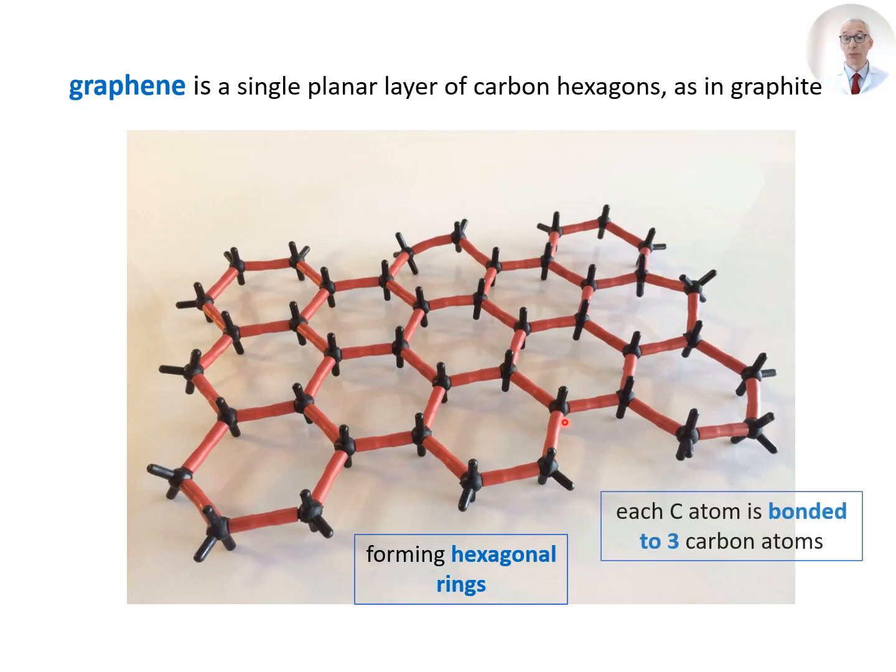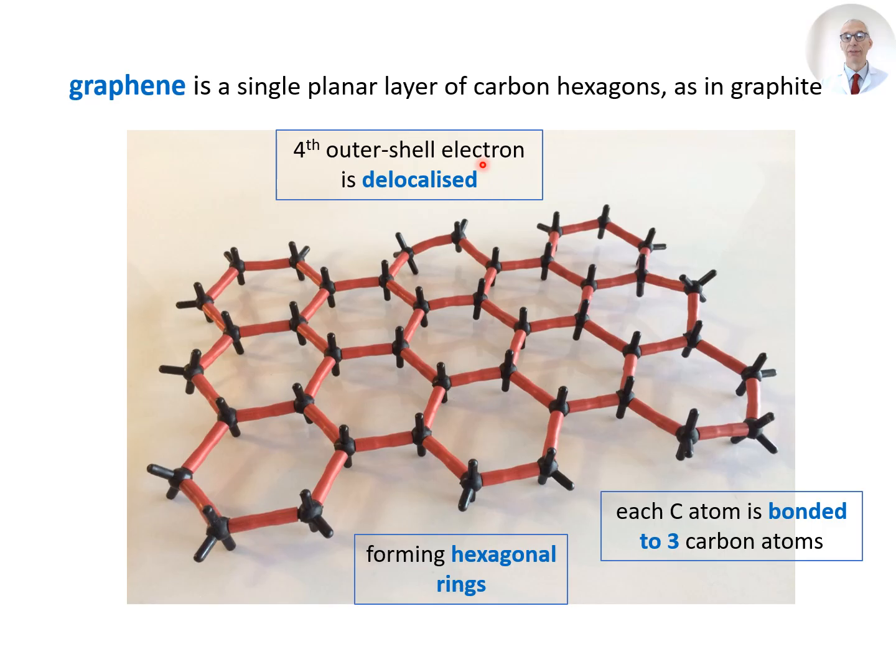Okay, so each carbon is bonded to 3 others. So if we take this carbon here, 1, 2, 3. Each carbon is bonded to 3 carbons, which means, of course, that the 4th electron of the outer shell is not bonded and is delocalized through the layer. So those 4th outer shell electrons, 1 from each carbon, are able to move anywhere throughout that structure. Can you predict the properties of graphene?